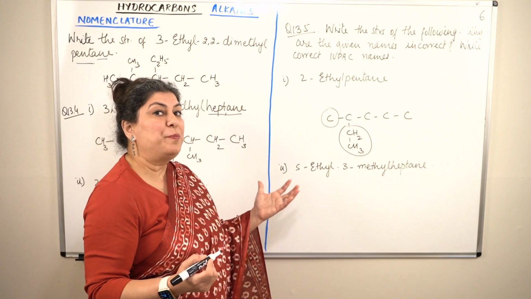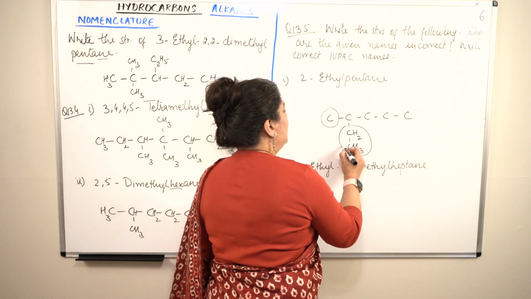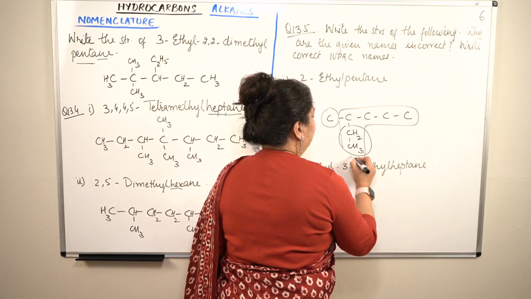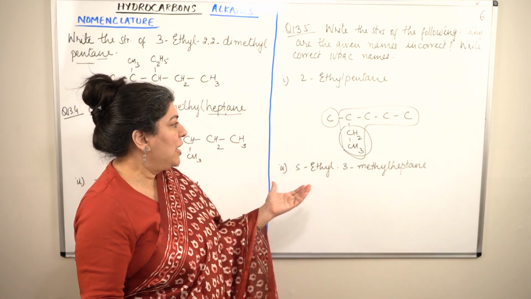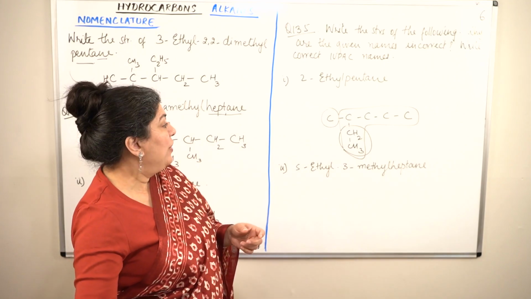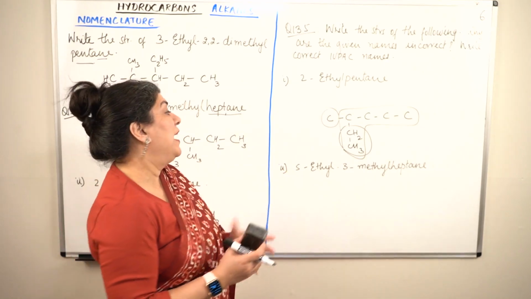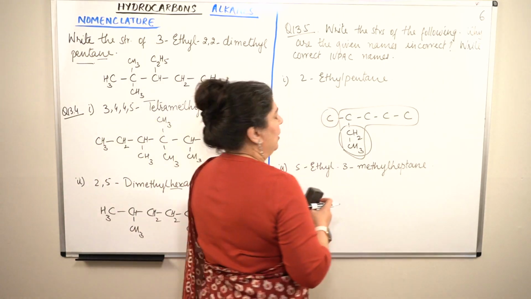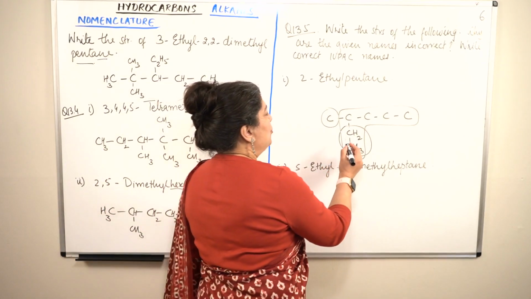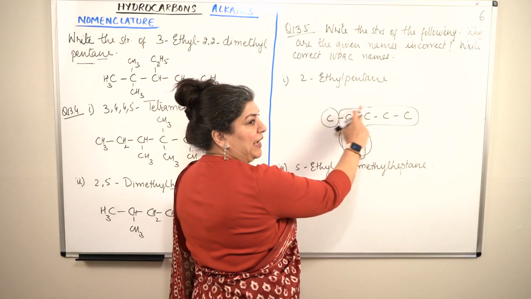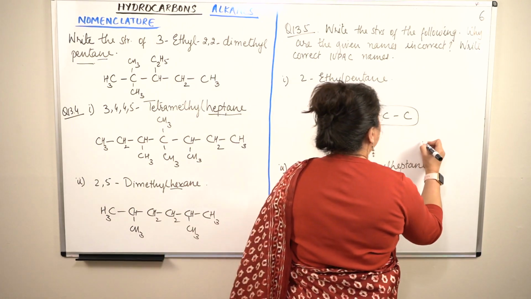Which will you choose as the parent chain? You will choose this as the parent chain. And this will become the branch. Logically, that is how it should be. So, if you had to write it down again, how would you prefer to write it? Let me first name it and then we'll write the structure. So, this would not be pentane, it would be hexane, first of all. So, it is hexane.